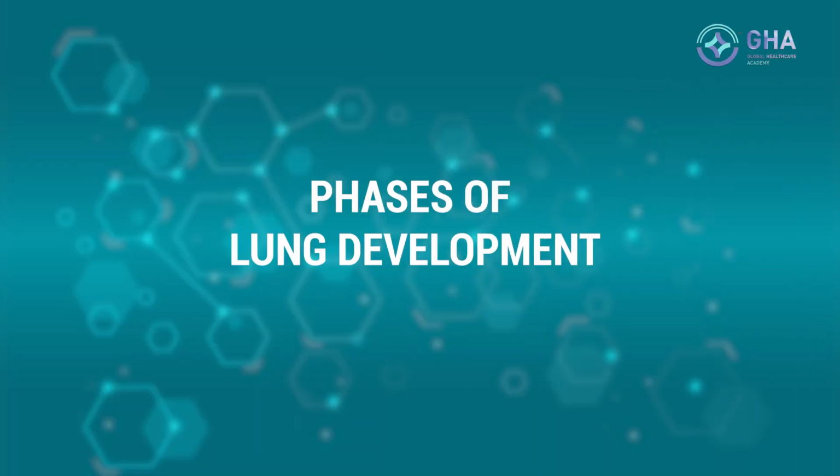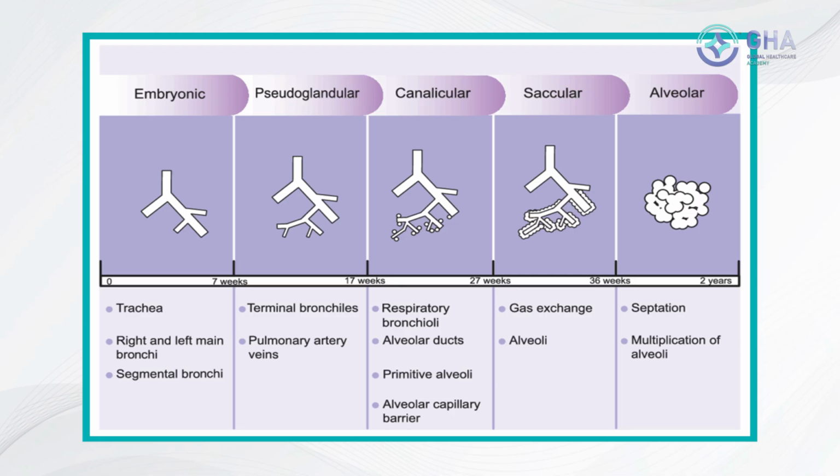Now let us look at the phases of lung development in the newborn baby. It starts from the embryonic phase till the alveolar phase, which goes up to 3 years of life. The embryonic phase is the first phase, between 3 to 6 weeks, where there is development of the proximal airways. Then comes the pseudoglandular phase, where there is development of the conducting airways. Then comes the canalicular phase, where the respiratory bronchioles are formed and alveolar ducts are produced.